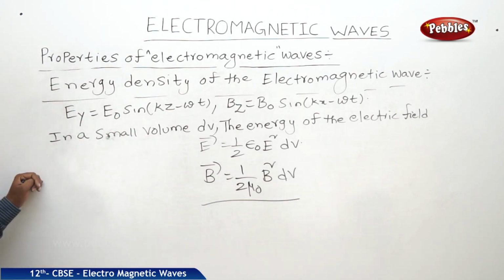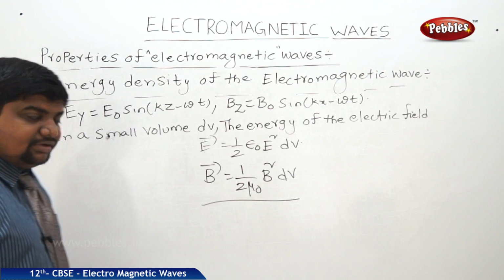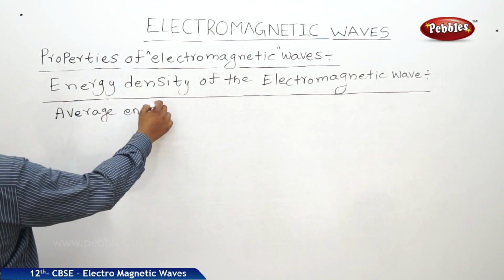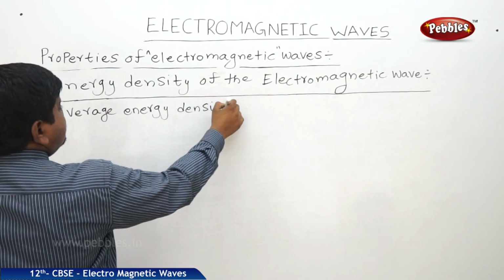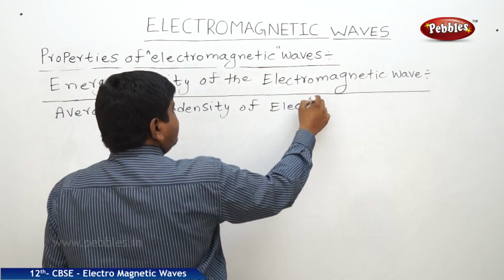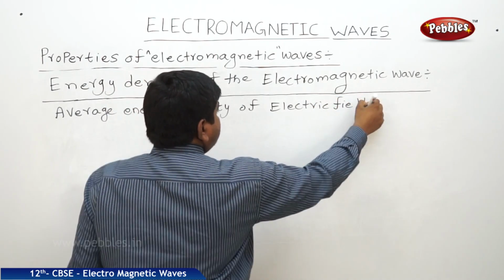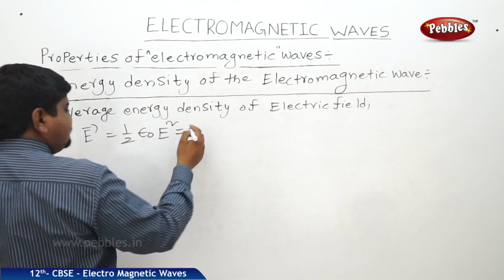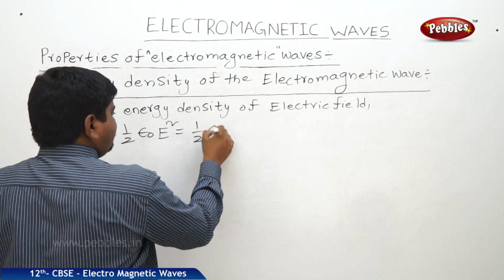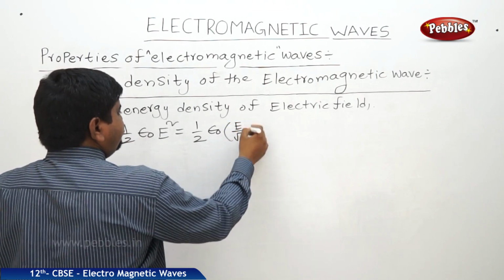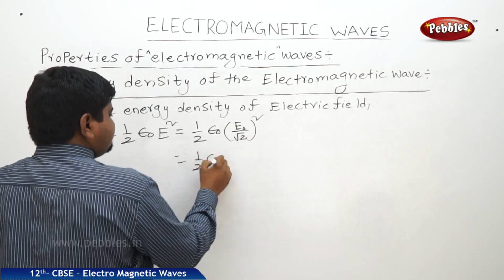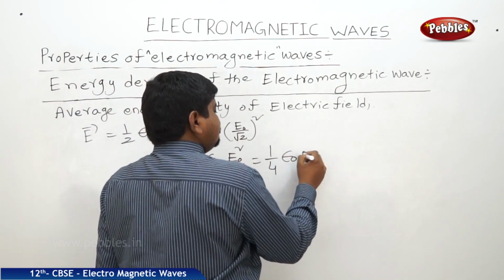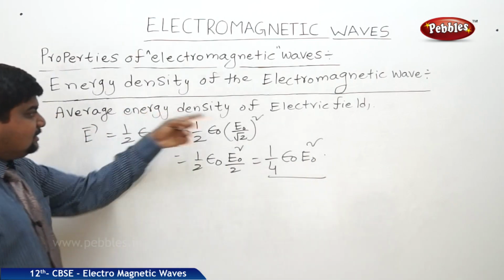Now we are going to find out the energy density of these electromagnetic waves. Now the average energy density of the electric field is given by half epsilon naught E square. Average is nothing but 1 by root 2 of the given one. So therefore half epsilon naught into E naught by root 2 whole square. So what we can understand from this expression? E naught square by 2, therefore 1 by 4 into epsilon naught E naught square. This is the average density of the electric field.